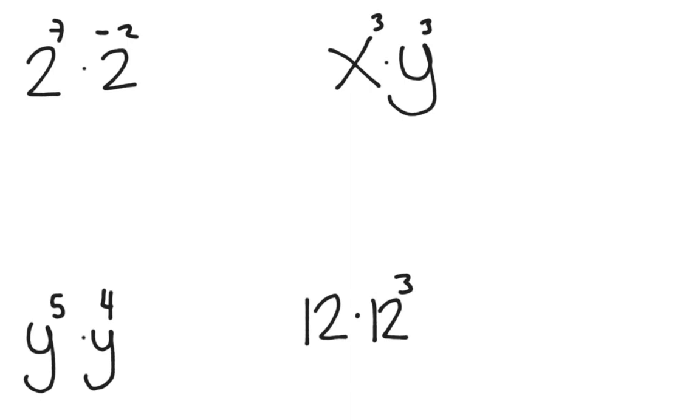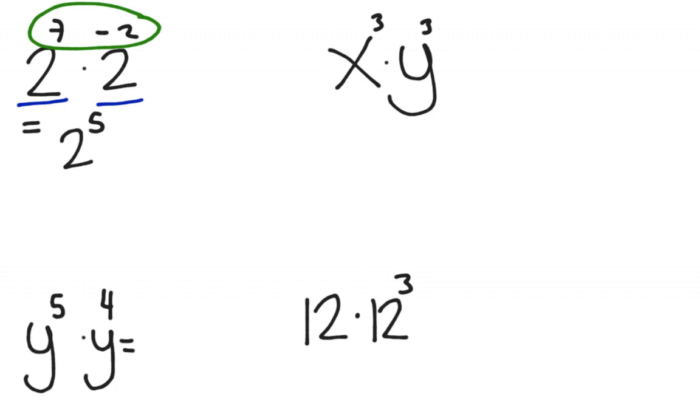Try using the product property yourself now. Pause the video, try to answer these 4 questions. So for this first question, I have the same base, 2 and 2, which means I add the exponents. So 7 plus negative 2 is equal to 5, so you should have gotten 2 to the 5th.